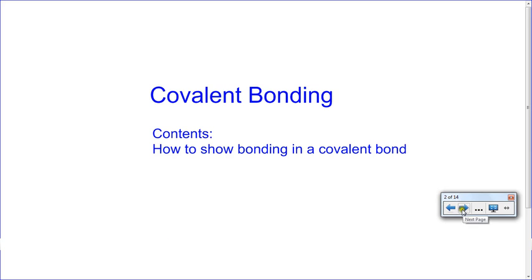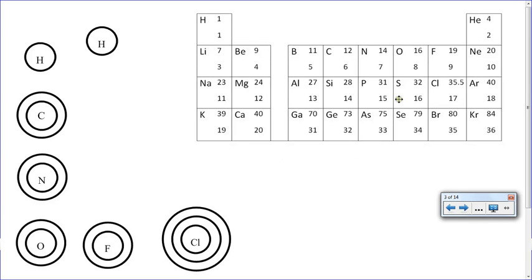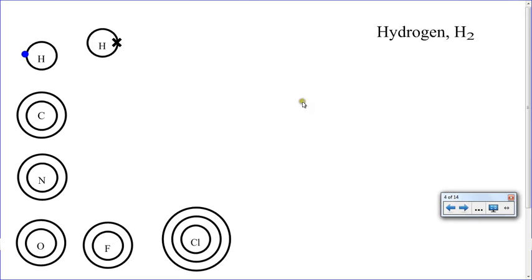Okay, so when we're showing covalent bonding, we're only going to deal with these atoms here, because covalent bonding occurs between two nonmetals, and the nonmetals are found in this corner of the periodic table here. Now, when we do this, we do some diagrams called dot-cross diagrams, and we show dots in one of the atoms, crosses in the other, and that's just to make it really clear where the electrons came from originally.